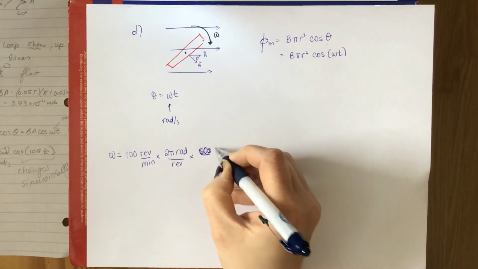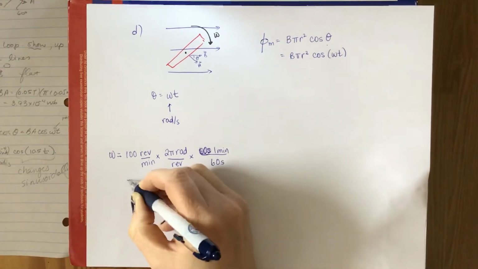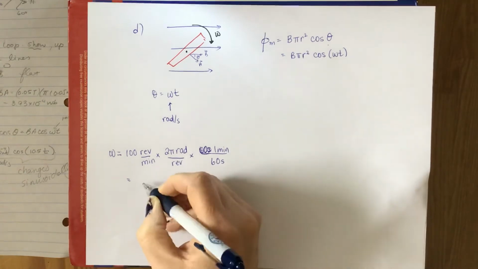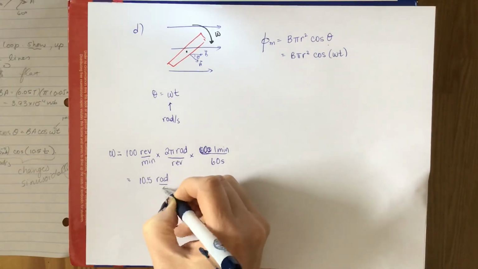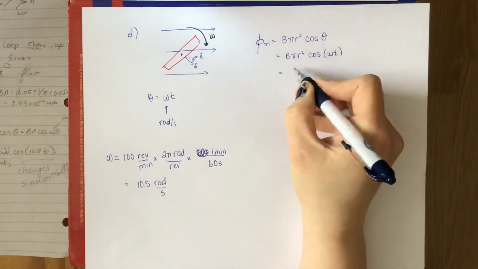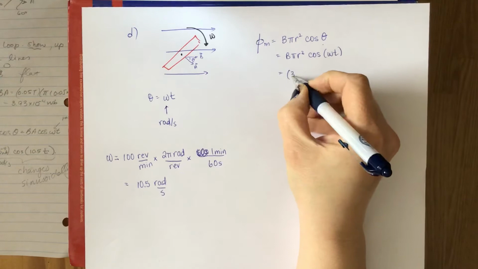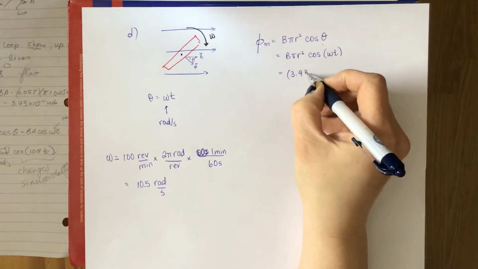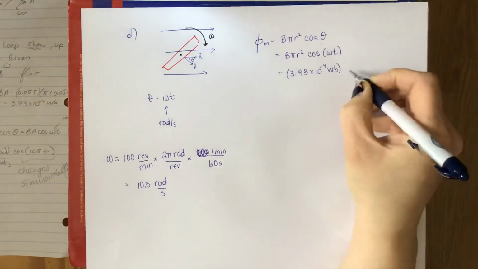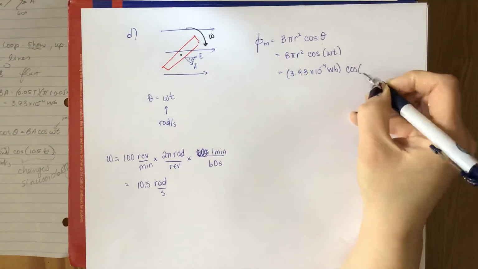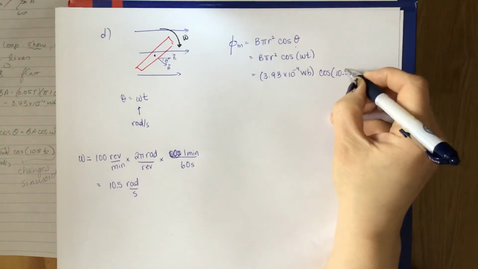Oops, I wrote that upside down. 1 minute over 60 seconds. So when we do that in the calculator, we get omega is 10.5 radians per second. So we'll put this in our equation. We know that B times pi r squared is 3.93 times 10 to the minus 4 Webers. And that's going to be multiplied by cosine of omega times t, where omega is 10.5 radians per second.